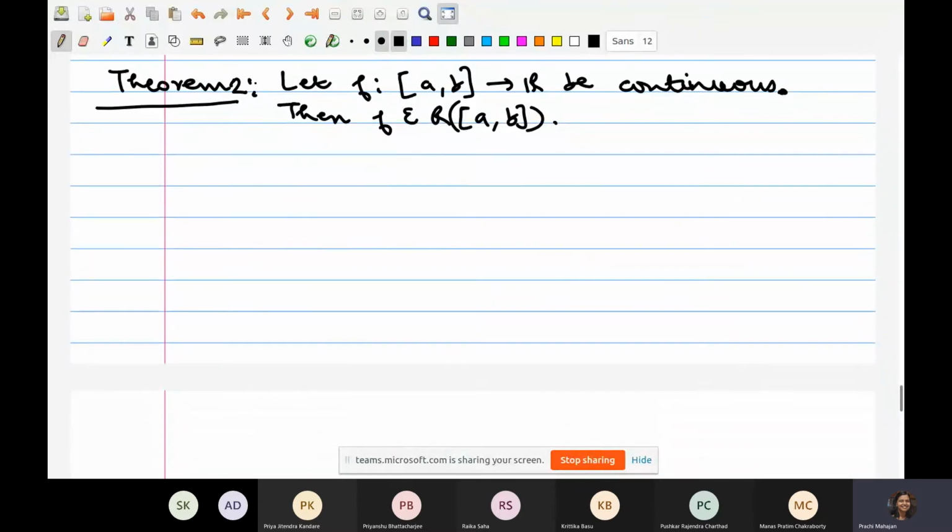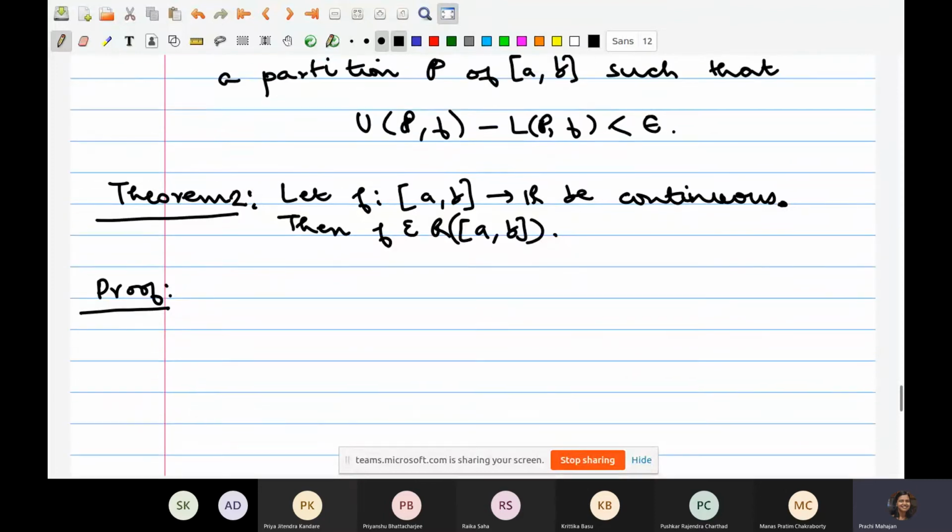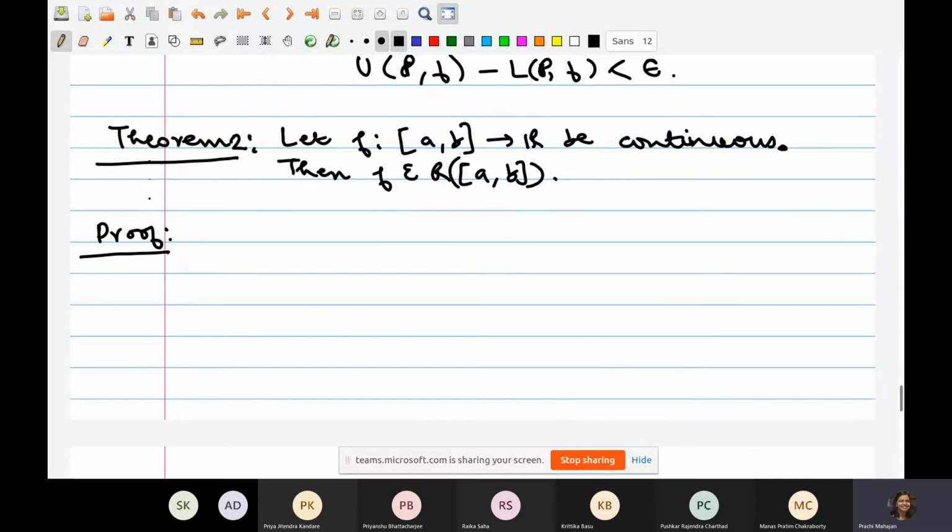I think the proof here is very, very insightful. It helps you do many examples. In what way? So how do we choose a partition of the interval AB such that the upper and the lower sum do not differ by more than epsilon? How do we do that? So here is one way to go about it.